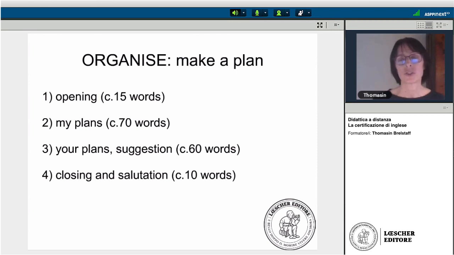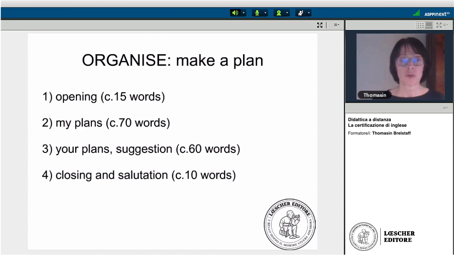I decided to do it like that because the question was just going to be one sentence. And I thought it looked a bit sad all on its own. And it also is about the same topic as the suggestion. It's still all about my friend's holiday. So I put those together. And then finally, I got about 10 words for my closing and salutation.